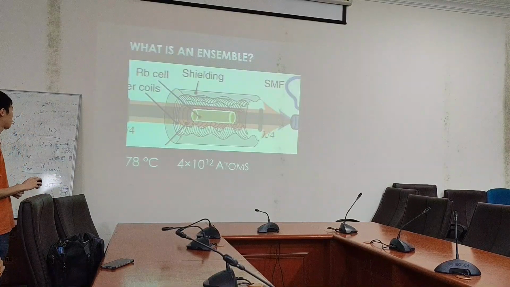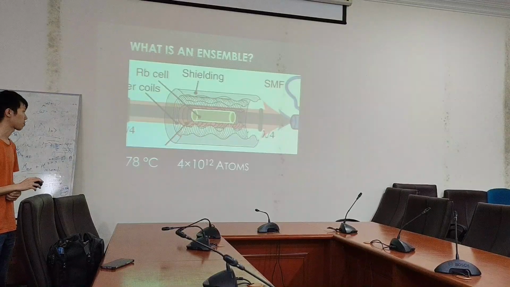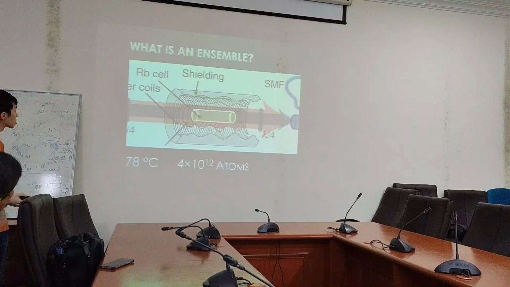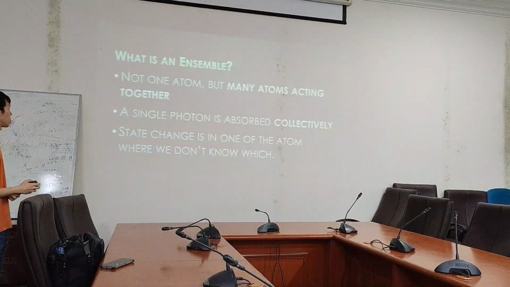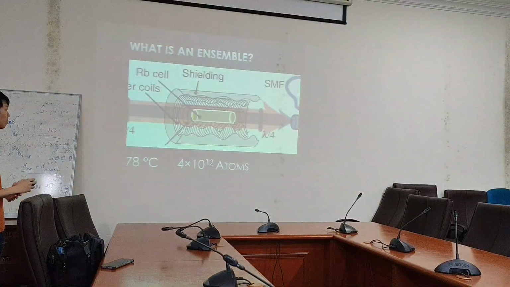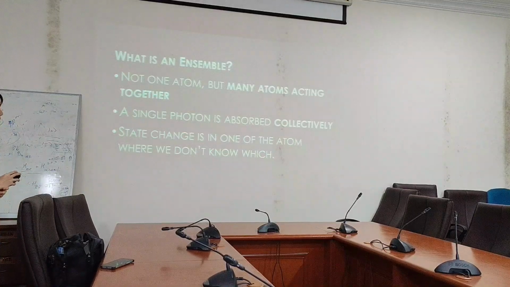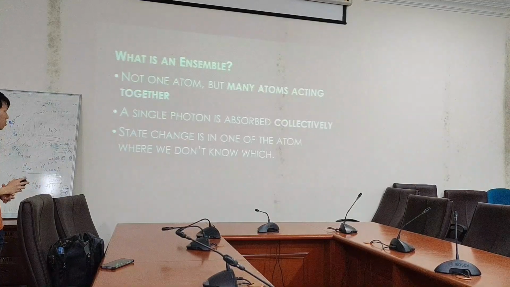The temperature of this is 78 degrees Celsius, and the number of atoms is 4 times 10 to the power of 12 atoms. And what is an ensemble? It is not one atom, it is many atoms acting together. This means in this cell we have many atoms. A single photon is absorbed collectively by the whole, all the atoms, and the state change is in one of the atoms, where we don't know which.